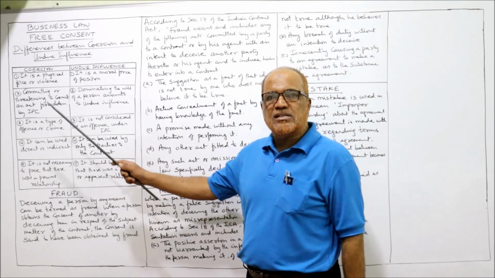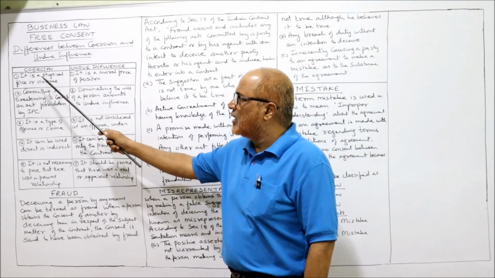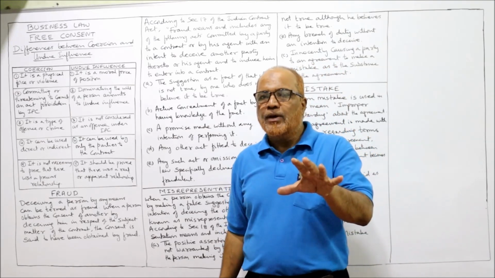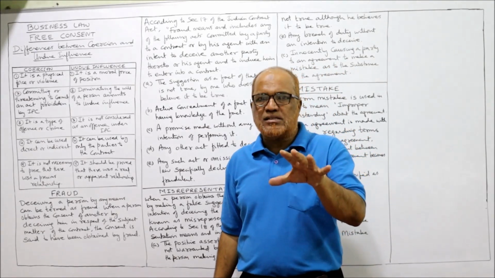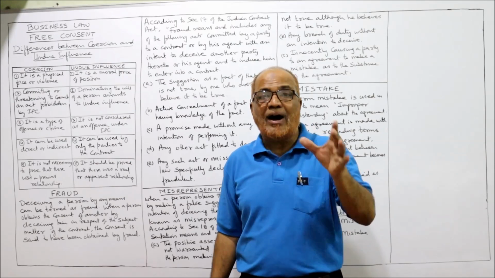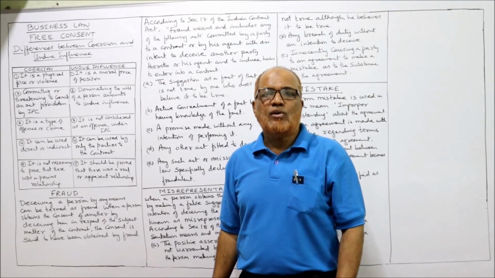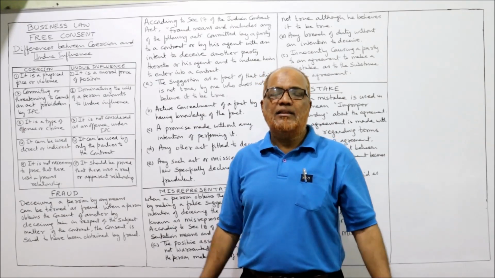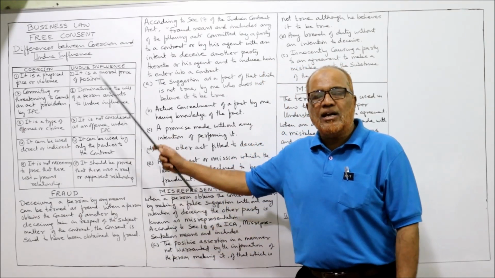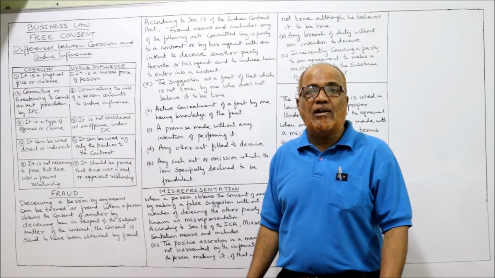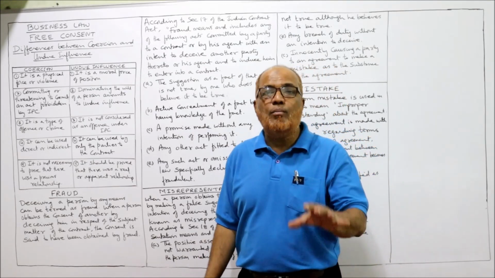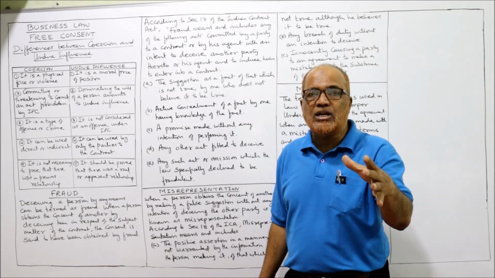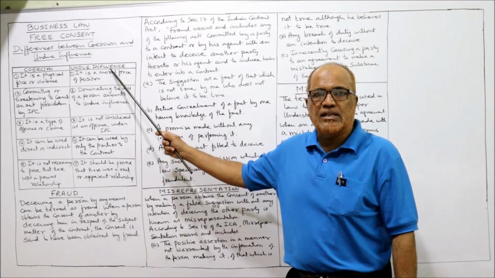So what are the actual differences between coercion and undue influence? One by one. Coercion implies a physical force is applied, violence or threat. Whenever a physical force, violence or threat is applied, it is called coercion. Whereas in case of undue influence, there is no physical force, there is no violence, there is moral influence due to the relationship between the parties. That is the first difference.